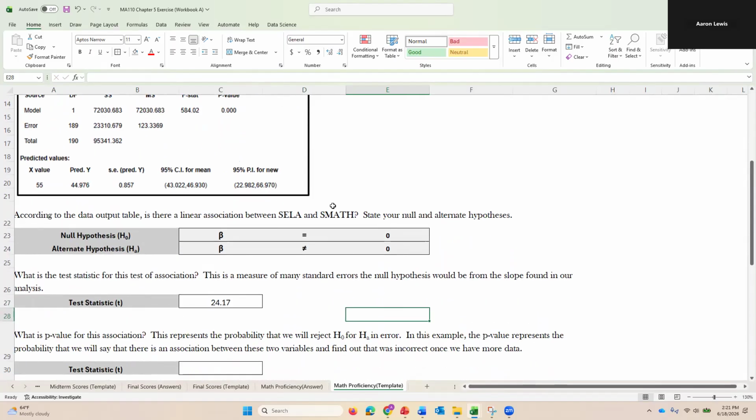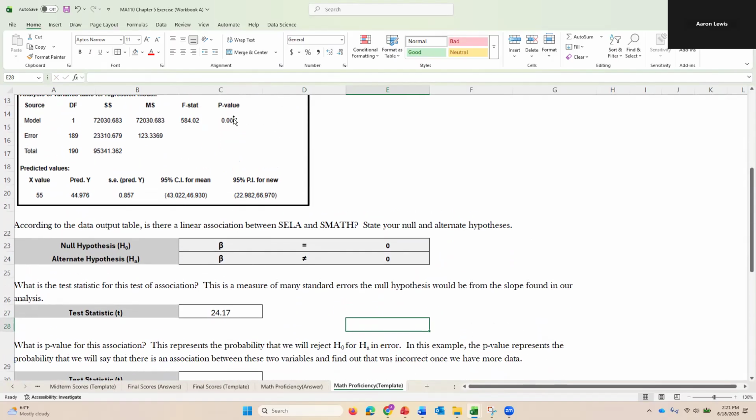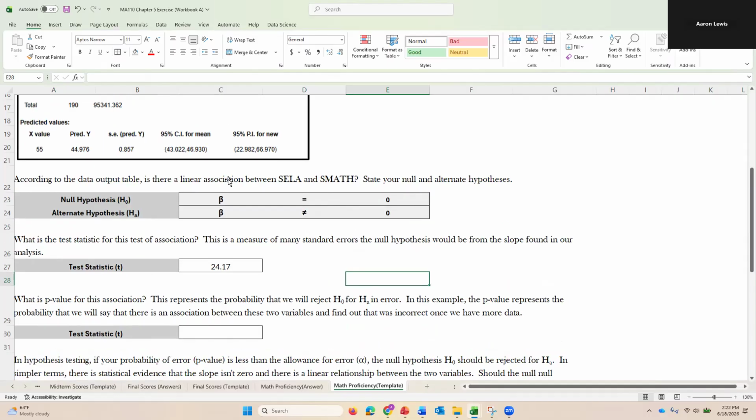What is the chance that this is going to happen? Well, I'm glad that I asked myself, because that is the p-value. The p-value for the association is the probability, in this case, that you would come up with that point, a slope that is 24.17 standard deviations from the mean. And the p-value that we have right here, as you can see, is 0.000.